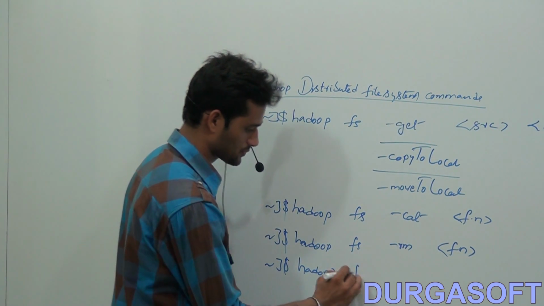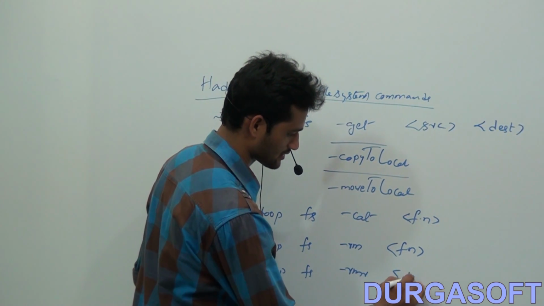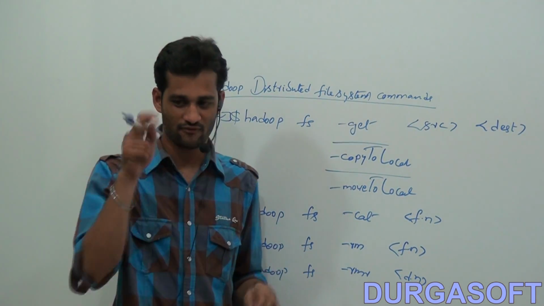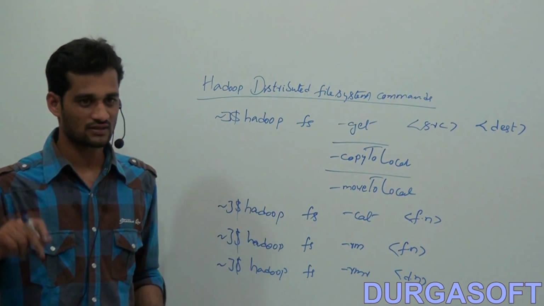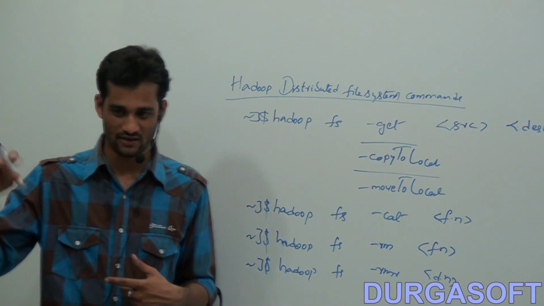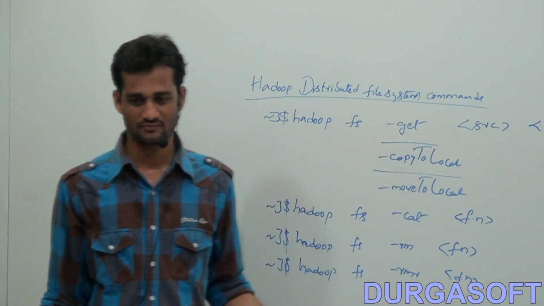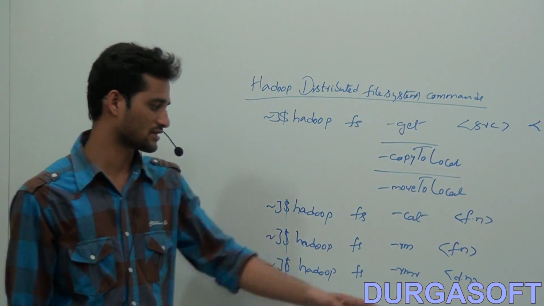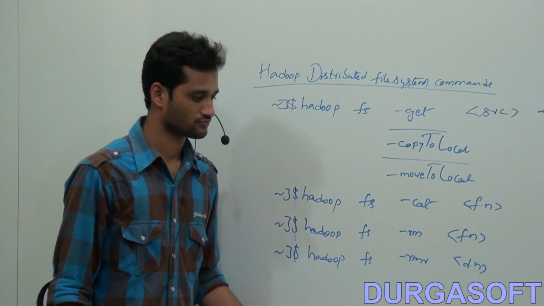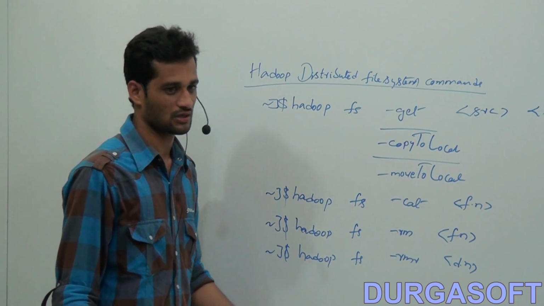Next, hadoop fs -rmr followed by the directory name is for removing a directory. Generally in the local file system, for removing a directory we use rm -r, or else rm -rf, removing forcibly and recursively. But here it is -rmr, and you can give the directory name happily.